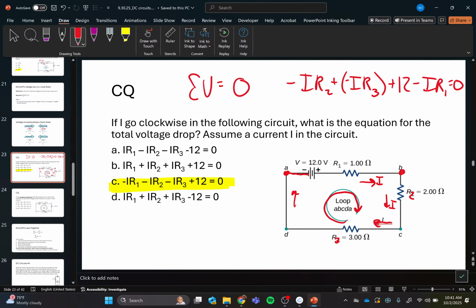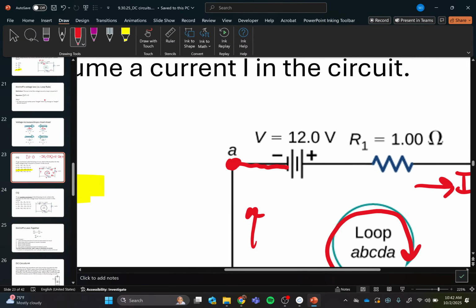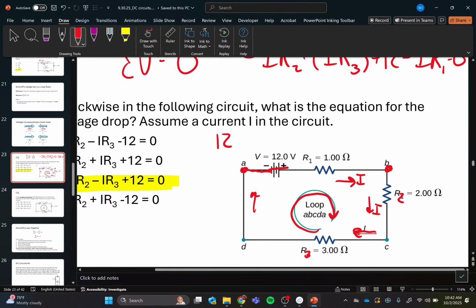So we start at point A, we're going along the wire, nothing happens, nothing happens, nothing happens. I then hit the battery. And my question is, when I hit this battery, the voltage is going to change. So the question is, do I go uphill or downhill? If I start on the negative terminal and I'm moving to the positive terminal, I'm going uphill. Hopefully we're all cool with negative to positive. We're going to go uphill. So I'm going to write positive 12. I went up by 12 because I'm going up the battery.